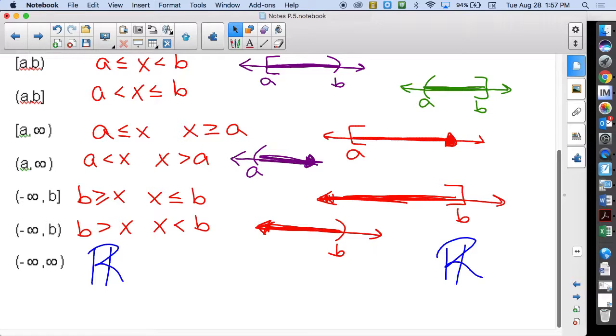Somebody like to do 9 or 11? Sabrina, that's right. I told you I'd get to you. Sabrina's going to do 9. And Grace, you're going to do 11? Awesome. Yes.